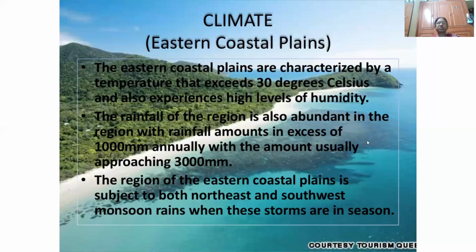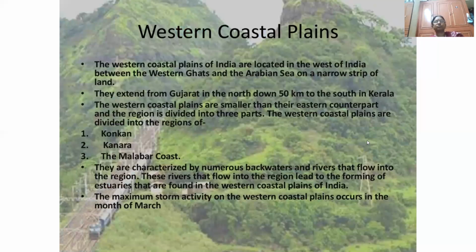The region of the eastern coastal plain is subject to both northeast and southwest monsoon rains when the storms are seen. How can we say that the northeast rainfall, the retreating monsoon, when it is coming back, it is bringing the rainfall in the Tamil Nadu region and the parts of the coastal plains which are affected by the cyclones. Also, most of the regions are affected by the southwest monsoon.